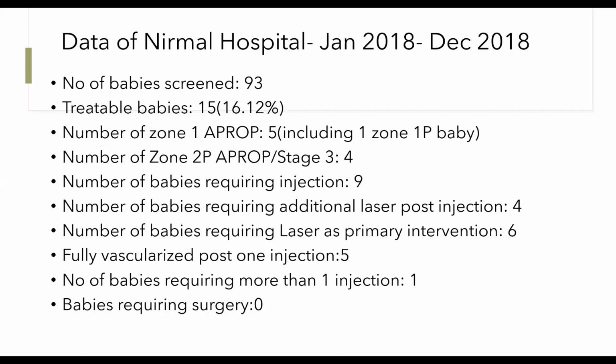The number of babies who required additional laser for the second treatment, okay, which was 2 anterior zone 3 babies. Number of babies who even after only one injection the retina became fully vascularized were 5. There was only one baby who required a second dose of injection. That is the baby who had a zone 1 posterior ROP, and none of the babies required a surgical intervention.